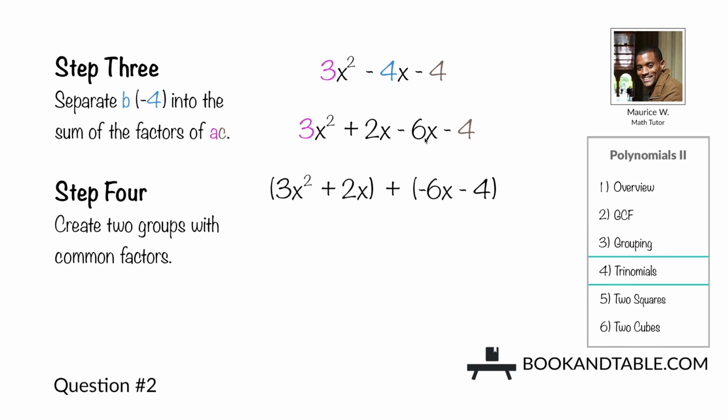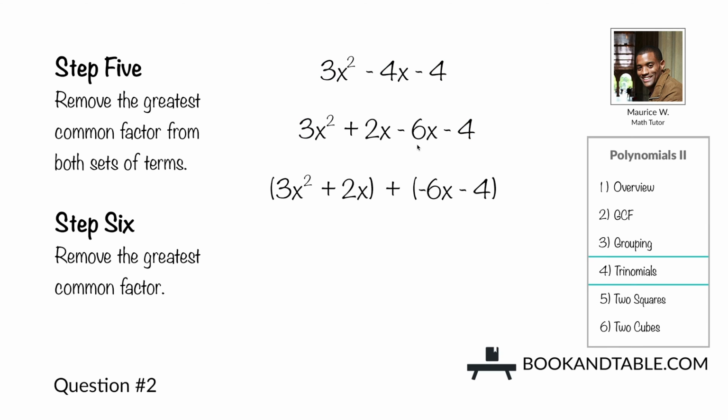So we can create two groups with common factors by grouping those together, the first two terms and the last two terms. And now we can remove the greatest common factor from this set of terms and this set of terms. x is the greatest common factor here. When we remove x, the second factor winds up being 3x squared divided by x, which is 3x. And 2x divided by x would give us 2.